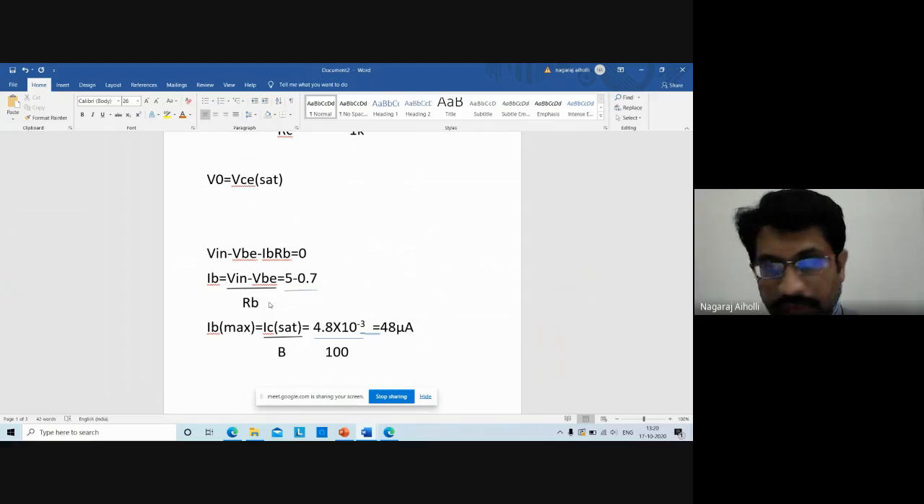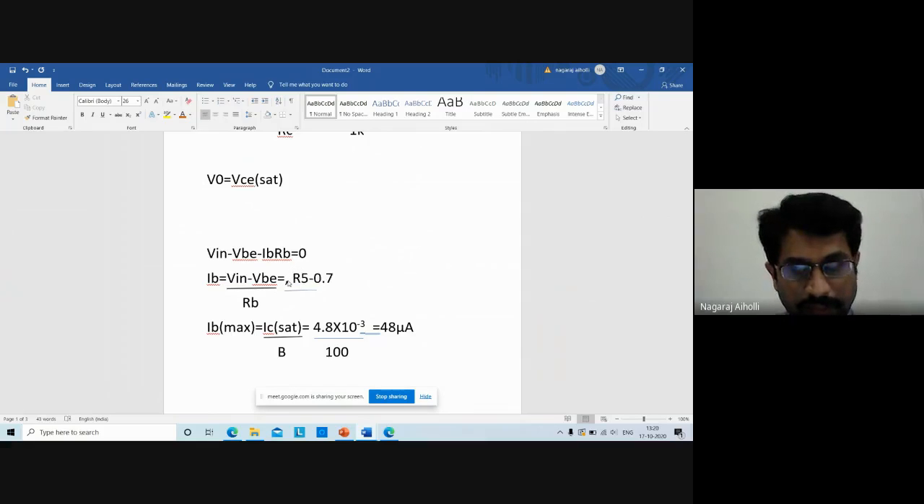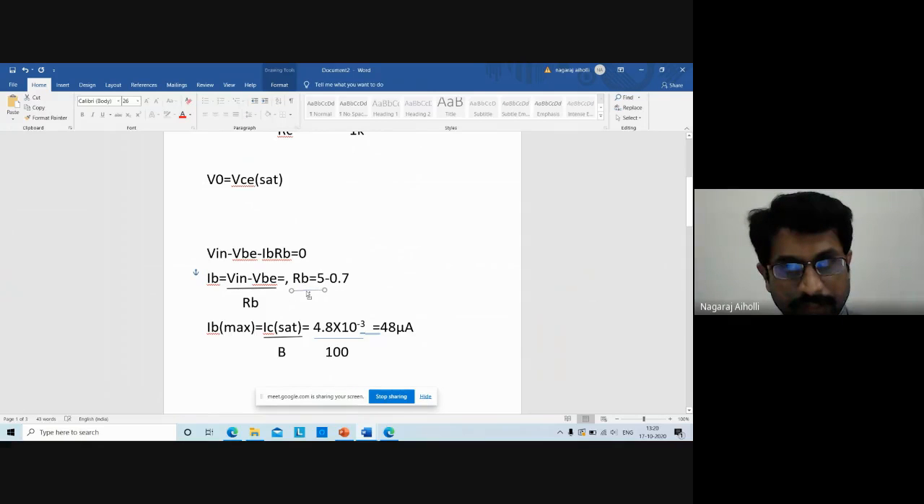RB is how much? You have to calculate the value of RB. So you have to rearrange this for RB. That means RB is equal to 5 minus 0.7 divided by IB. If you rearrange this, you will get RB is equal to V in minus VB by IB.